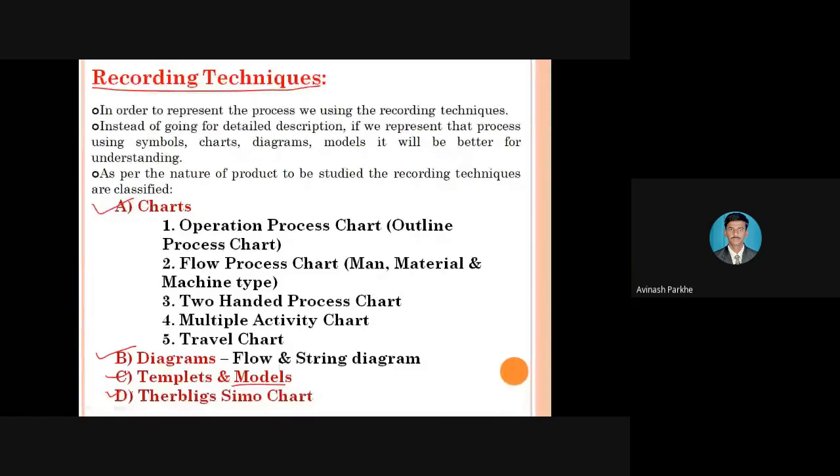In that, the first one is a chart. Charts are again subdivided into 5 types. That is operation process chart, then flow process chart, two-handed process chart, multiple activity chart, and the travel chart. So these are the total 5 charts which we have to study in this first type, that is chart. Then diagrams. The diagrams are also divided into 2 types, flow diagram and the string diagram. Then we'll discuss the templates and the models.